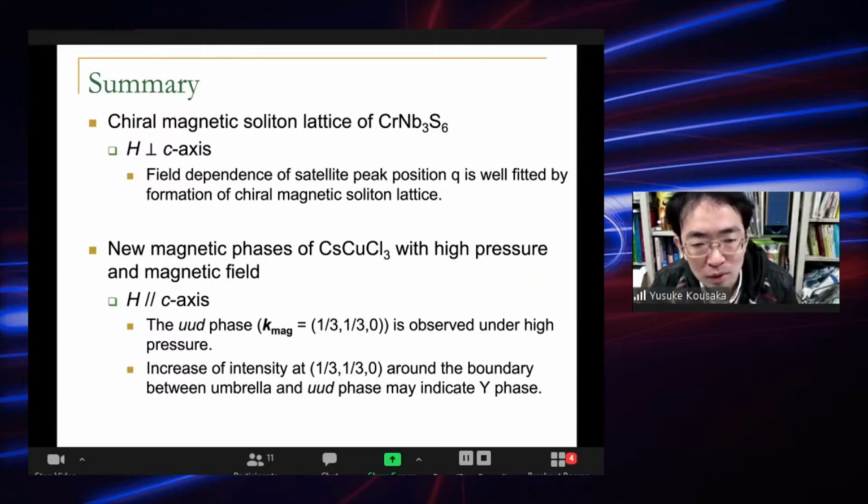In the case of the chromium niobium compound, we successfully observed the chiral magnetic soliton. And in the case of cesium copper chloride under high pressure, we observed the up-up-down magnetic structure. That's all. Thank you.